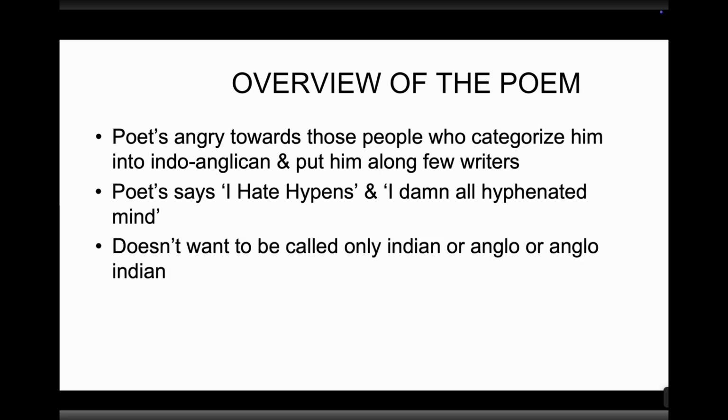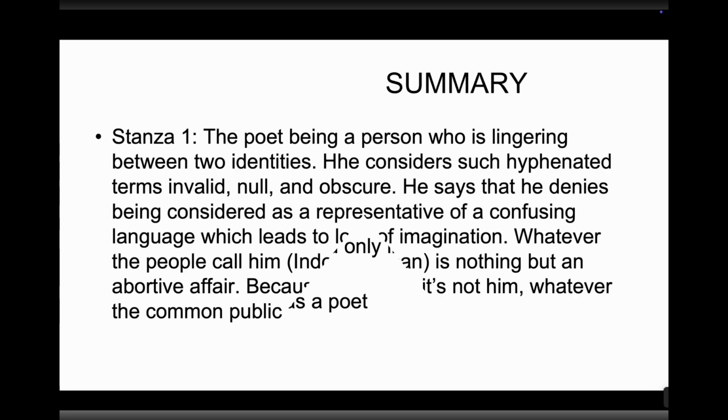He does not want to be called only Indian or Anglo or any Anglo-Indian type. He just wants to be called a poet. Now the summary. This poem is very interesting. The first stanza presents the poet as a person who is lingering between two identities, right?